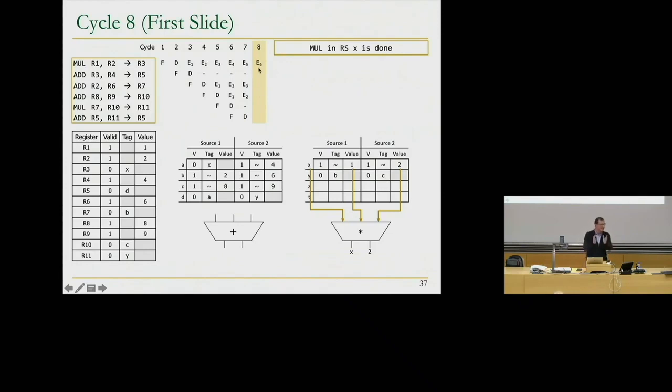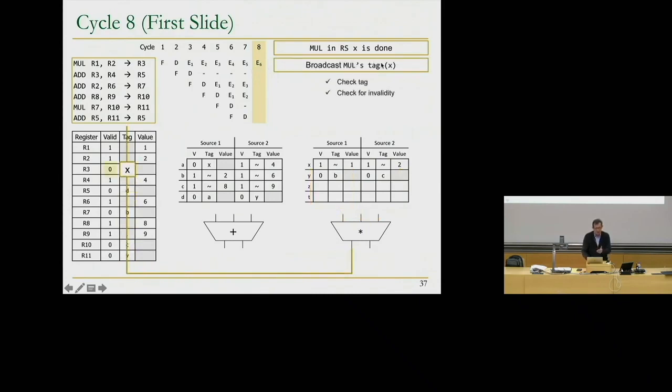As we're assuming that in the last cycle of execution, you can send the value out in this case through bypass. So what we do is we broadcast multiply's tag. Essentially, this is what's happening. X gets broadcast everywhere to all of the locations where there's a tag. And then all of the locations have comparators. They compare the broadcast tag X to the X that they're waiting for.